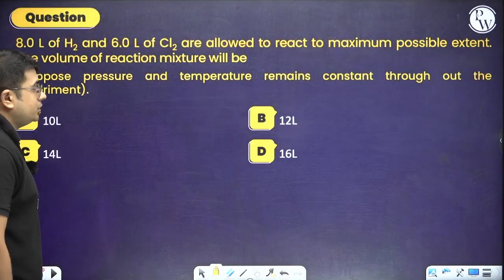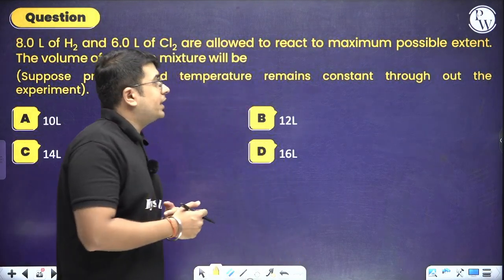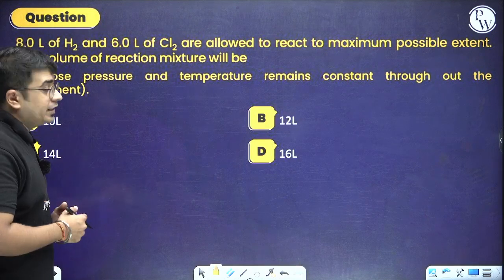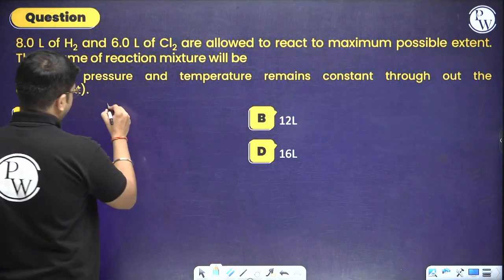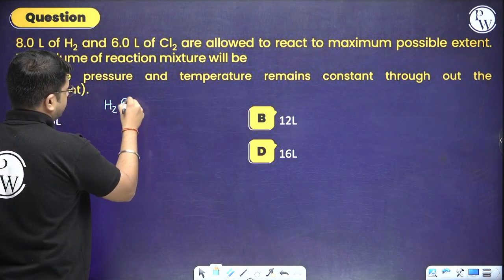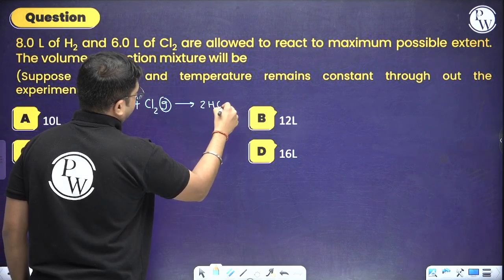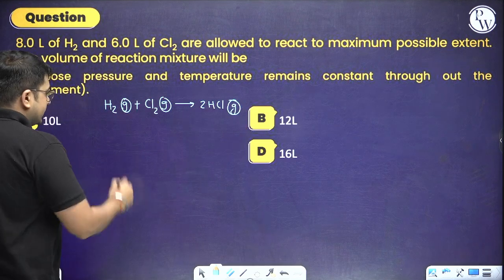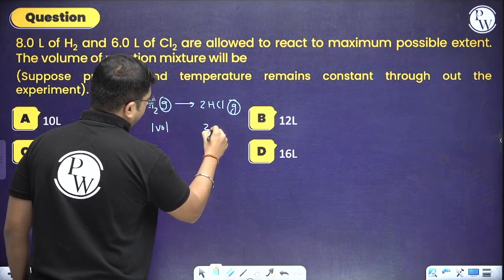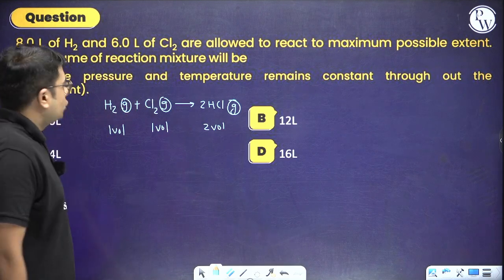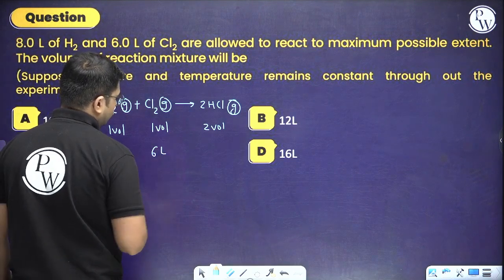Now let's take one question. The question says that 8 liters of H2 and 6 liters of Cl2 are allowed to react to the maximum possible extent. The volume of the reaction mixture will be. So first of all, I have to write down the equation: H2, which is in gaseous form, reacts with Cl2, which is again in gaseous form, to form 2HCl, which is again gaseous. So I can say that one volume of this reacts with one volume of this to form 2 volumes of the product. Now we have 8 liters of H2 and 6 liters of Cl2.